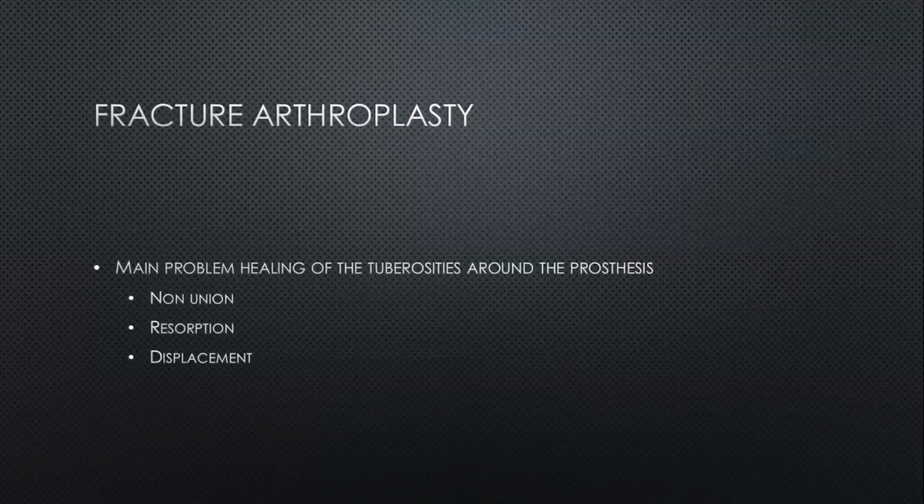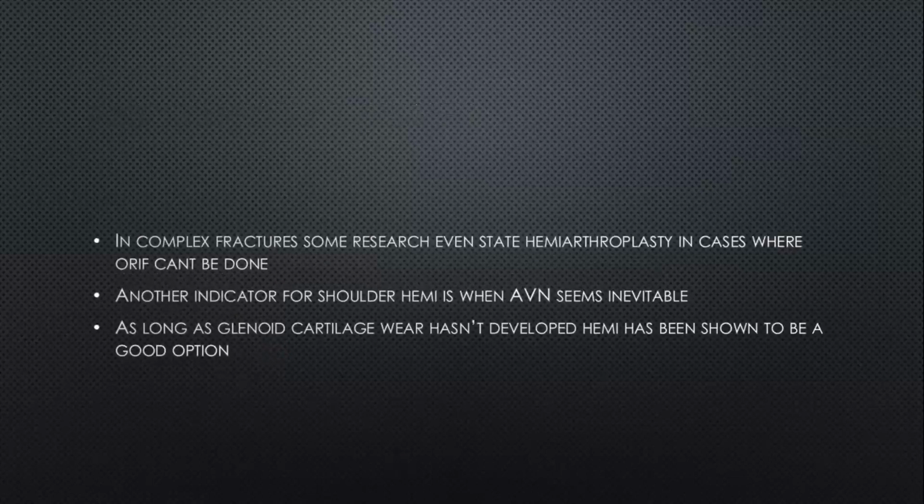So what about fracture arthroplasty? The main problem encountered in cases of complex proximal humerus fractures is non-union or the resorption of the head or the displacement of the fracture fragments. In complex fractures, some research even states that hemiarthroplasty, like I said previously, earlier was an indication, but recently hemi has actually overtaken the prevalence of ATSA in cases of complex fracture arthroplasty. And that also has been further overtaken by RTSA.